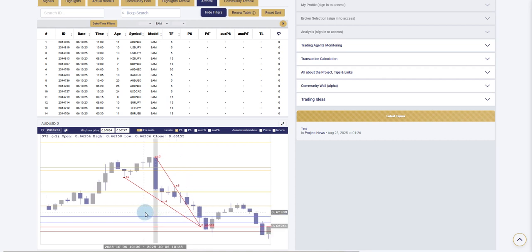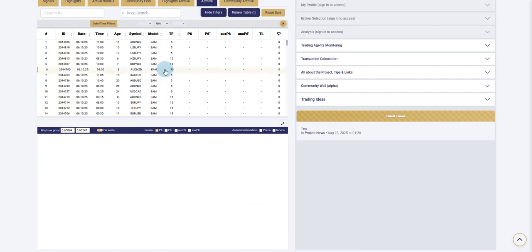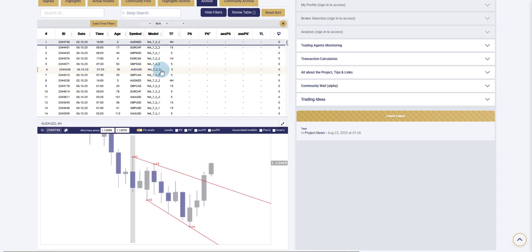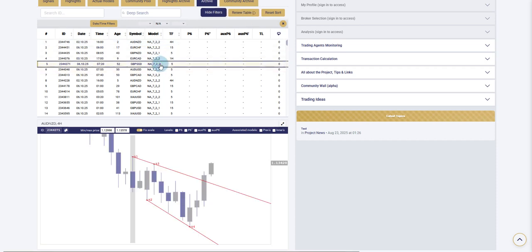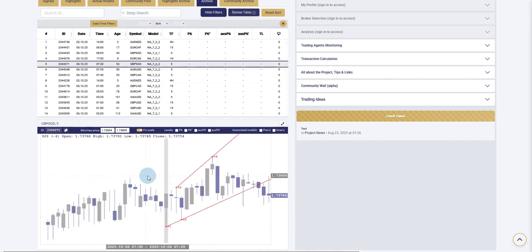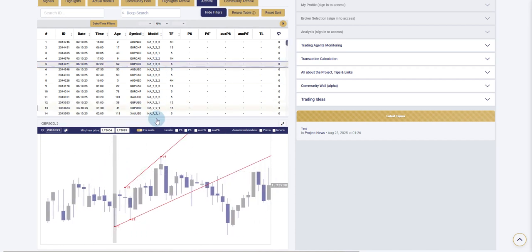Finally, I need to mention that there are rare cases when it's impossible to definitively determine which basic type a model belongs to. In such cases, the Model column will display NA and a numeric code indicating the specific algorithm point used to build the structure.